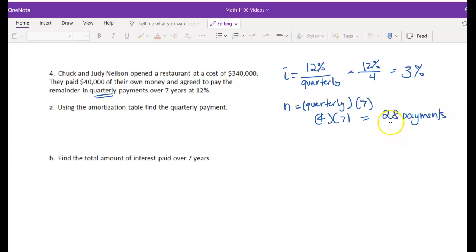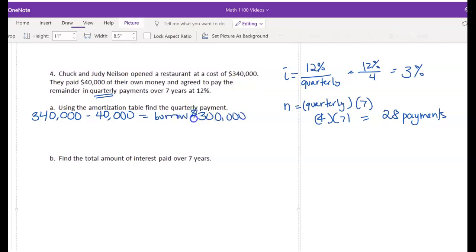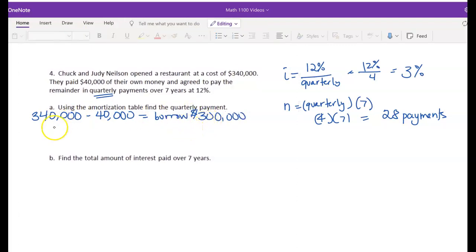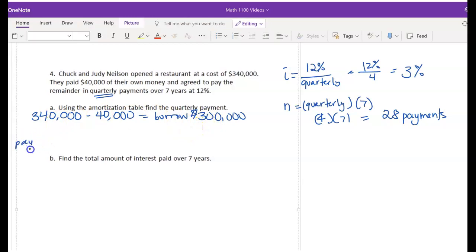Okay. Now, before we go look up the table, the amount we're going to borrow isn't the entire $340,000 this time, because they paid a down payment first. So $340,000 minus the $40,000 down payment, they're going to borrow only $300,000. So not all of it. Now we can look up and find the payment.